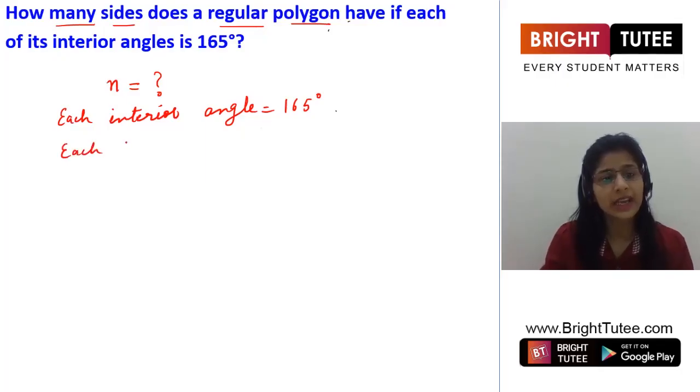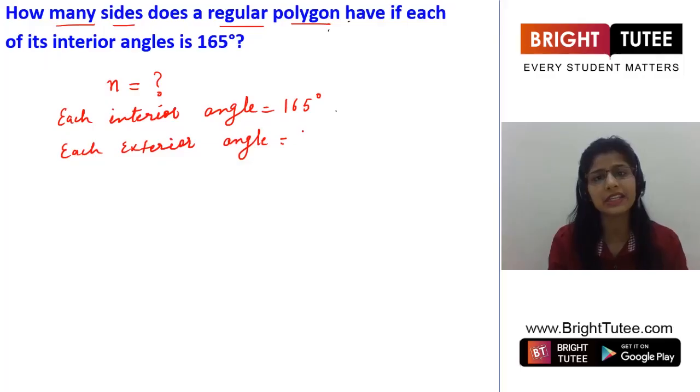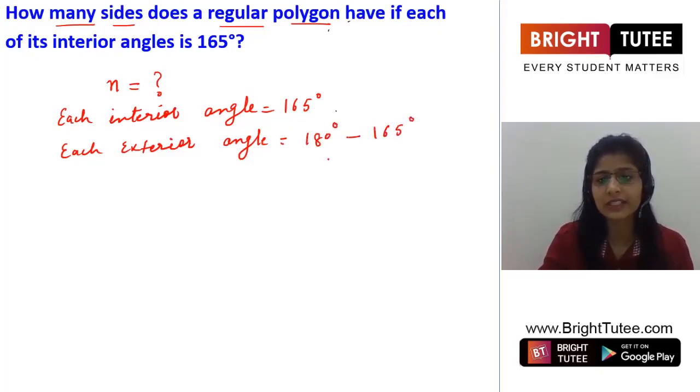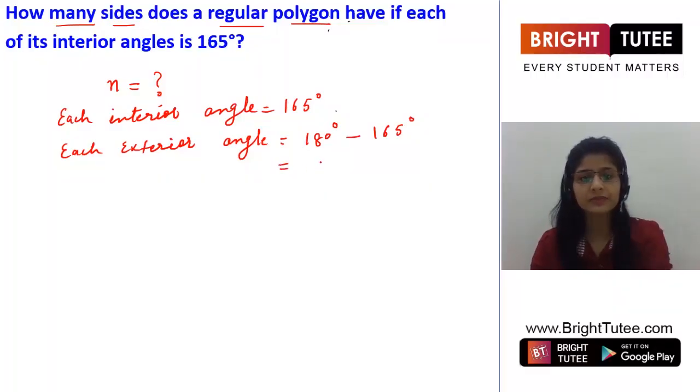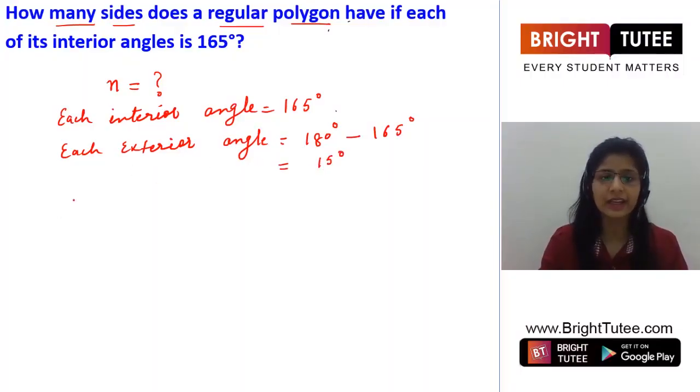So how do we find the exterior angle? As we have seen in the derivation at the start of the lecture, the exterior and interior angles form a linear pair, right? So the exterior angle is 180 degrees minus 165 degrees, and we get 15 degrees.